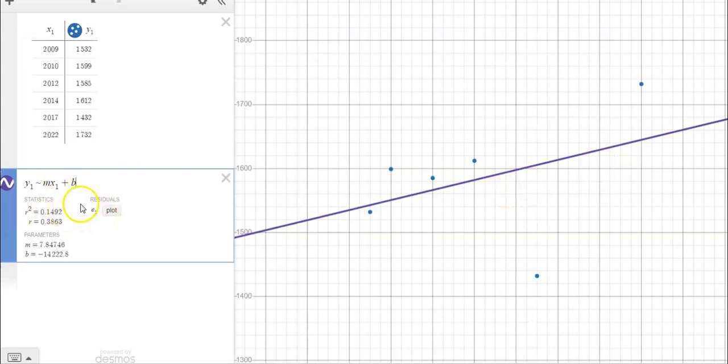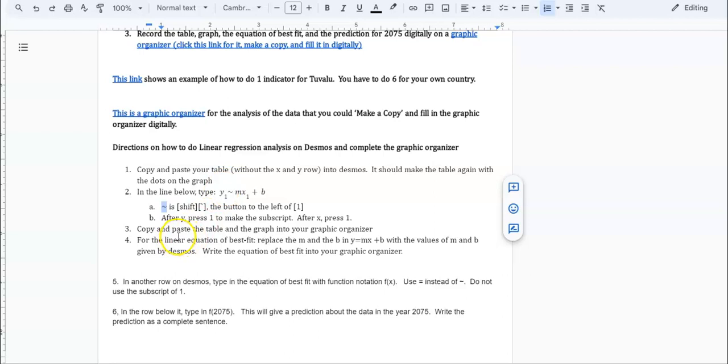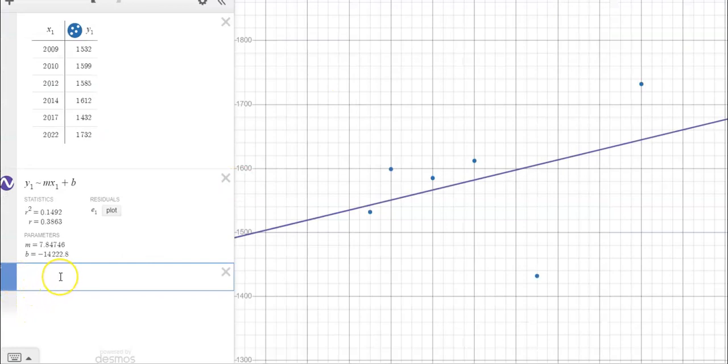And now we have this. The R squared value, the closer that is to 1, the better it is. That's not a very good prediction, but that's okay. So next up is making an equation of best fit. The equation of best fit will be replacing M and B. So we have Y equals MX plus B, right? And we're replacing M with what it tells me M is, and that's this, 7.87. And I'm replacing B with what this is.